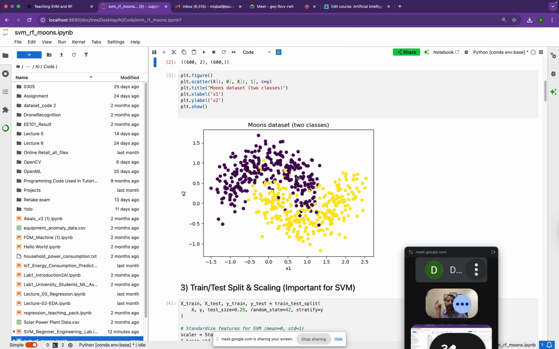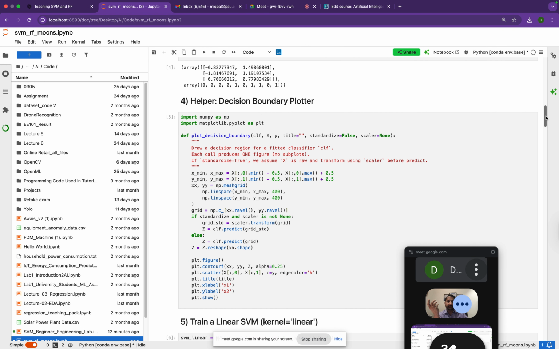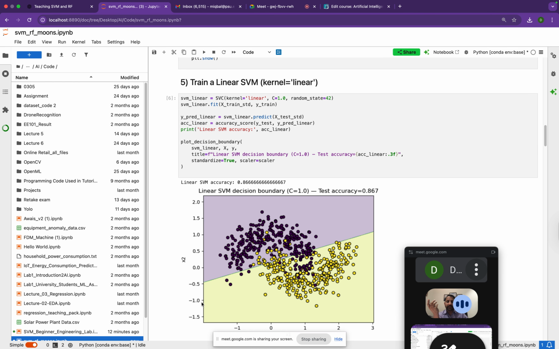So this is how it looks like: two bananas upside each other, right? Two different colors, so we need to separate them. If we draw a line like this, we can't, right? I did that here as well. So you see here, this is drawing the line. But if you draw the line and put the C as 1, the accuracy is 0.867.